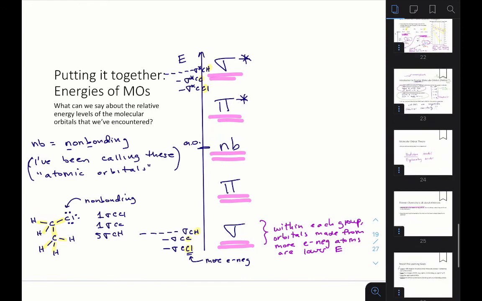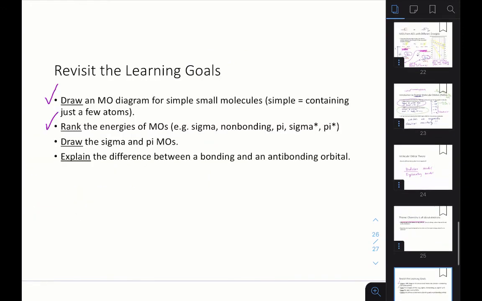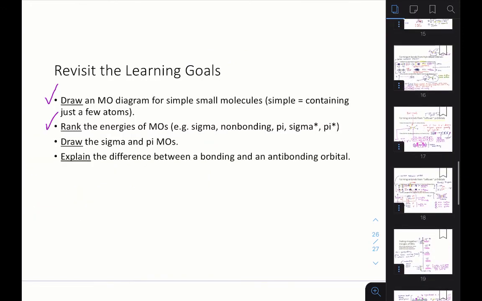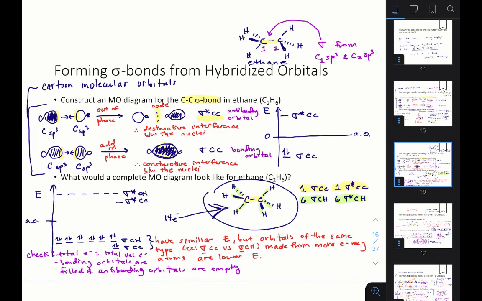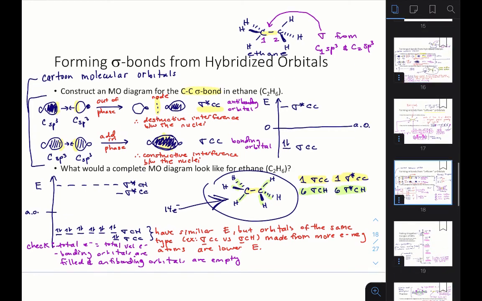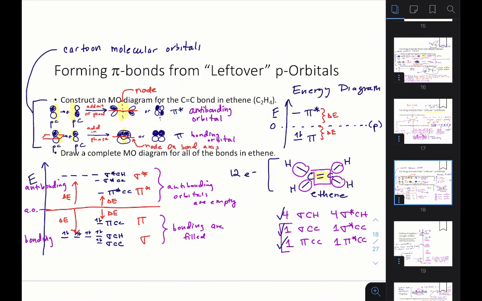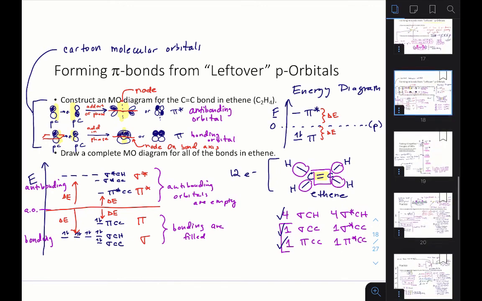Here we go. Draw sigma and pi molecular orbitals. You can do that too. Sigma orbitals are made from hybrid orbitals, and we had some examples. They have cylindrical electron density along the bond axis. So we looked at the sigma orbitals formed in ethane. We practiced drawing pi orbitals for ethene. So we do the pi orbitals here. Pi orbitals have electron density above and below the bond axis, but not on it. They are formed from p orbitals.